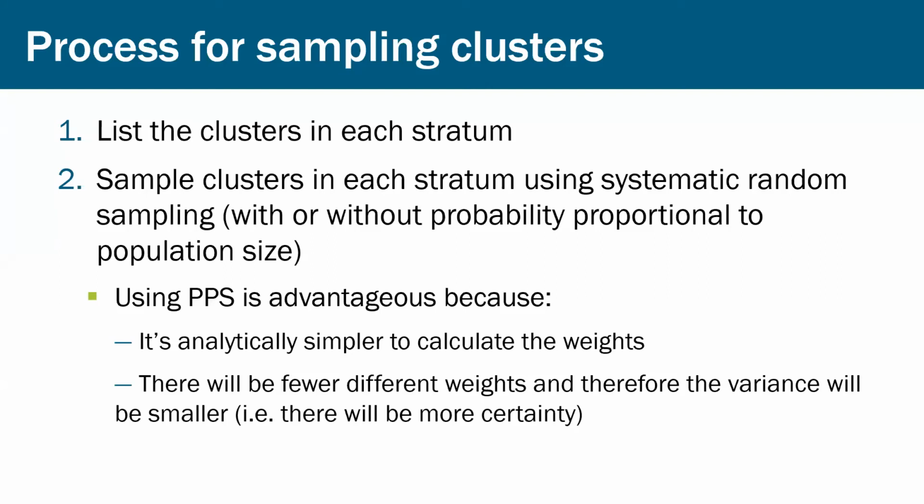When you have a wide range of weights, it will inflate your variance, without getting into too many details. So without such a wide range of weights, the variance will be smaller and you will have some more certainty.